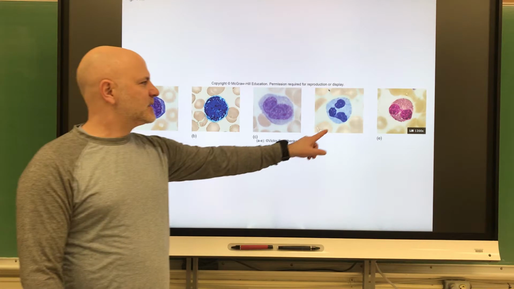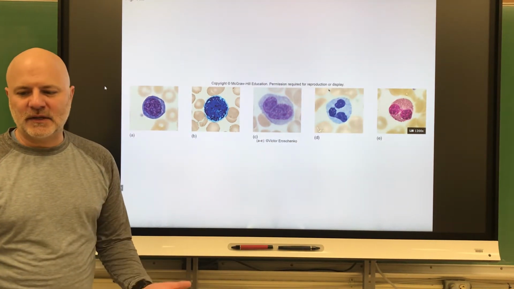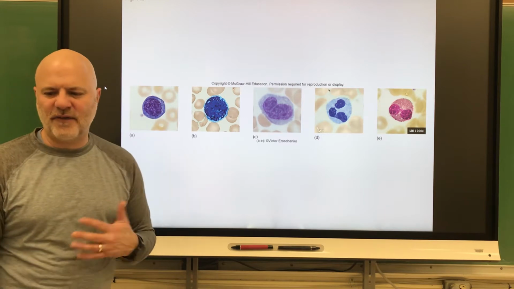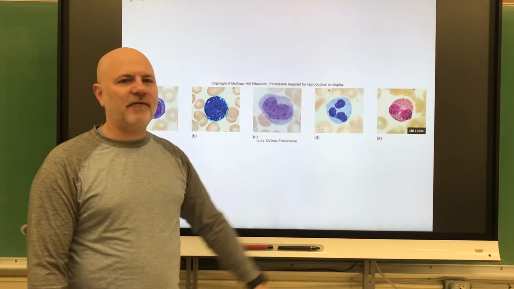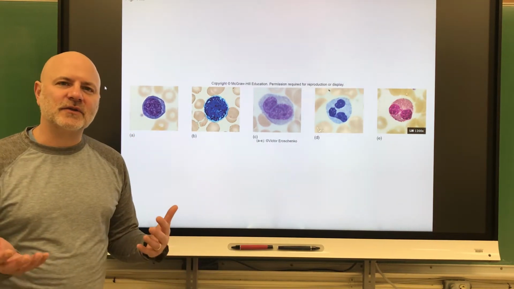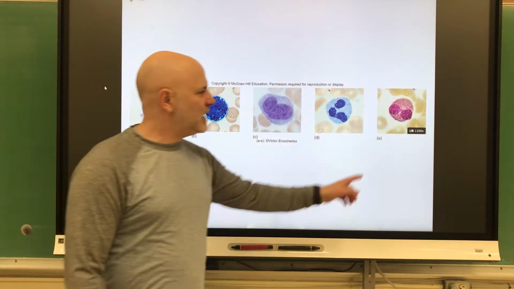So the first one is this one here. These are neutrophils. Neutrophils are phagocytic cells. They're going to phagocytize bacteria, fungi, and some viruses. All right? They're typically first to an infection, and that's because they're the most common white blood cell that we have in our body.